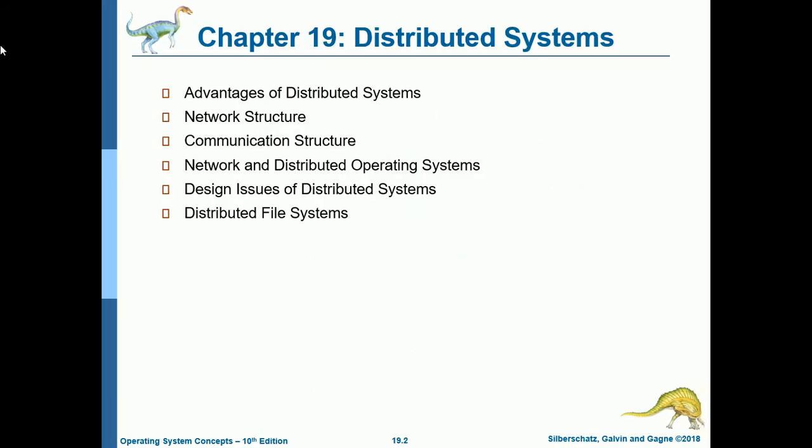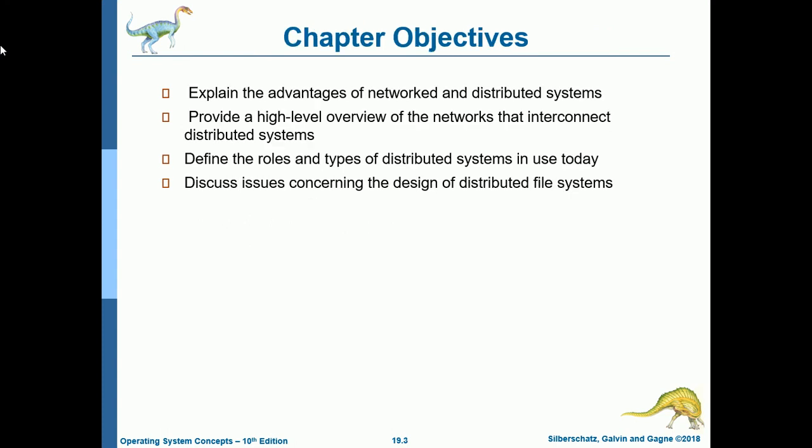So the contents of chapter 19 are advantages of distributed systems, network structure, communication structure, network and distributed operating systems, design issues of distributed systems, and distributed file systems. So the objectives of this chapter are to explain the advantages of network and distributed systems, provide a high-level overview of the networks that interconnect distributed systems, define the roles and types of distributed systems in use today, and discuss issues concerning the design of distributed file systems.